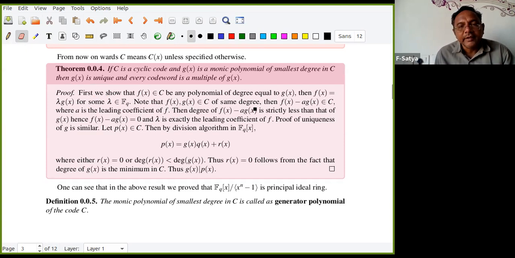Suppose f(x) and g(x) are in C of the same degree. What have I done? Since g(x) is in C, a times g(x) is also in C, right? Now f(x) is here, a times g(x) is here, and their difference is also here. But what is the leading coefficient of f(x)? a. What is the leading coefficient of g(x)? One, monic polynomial. If I multiply the monic polynomial by a, then the leading coefficient becomes a. Now both are of the same degree. What about the difference?